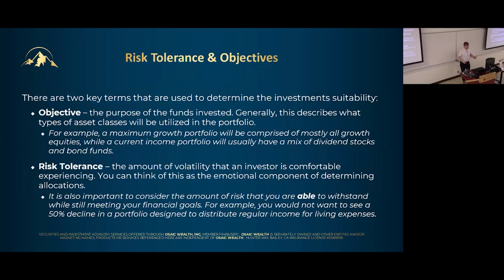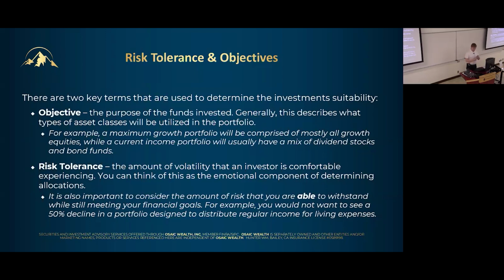So there's two key terms that we use to determine an investment's suitability for you on a risk and objective basis, and that's objective and risk tolerance. These are the two main things that help us figure out whether an investment that we're recommending for you, or that you're being recommended by somebody else, or that you're choosing works for what you're trying to accomplish. So first of all, we have our objective, which is the purpose of the funds invested.